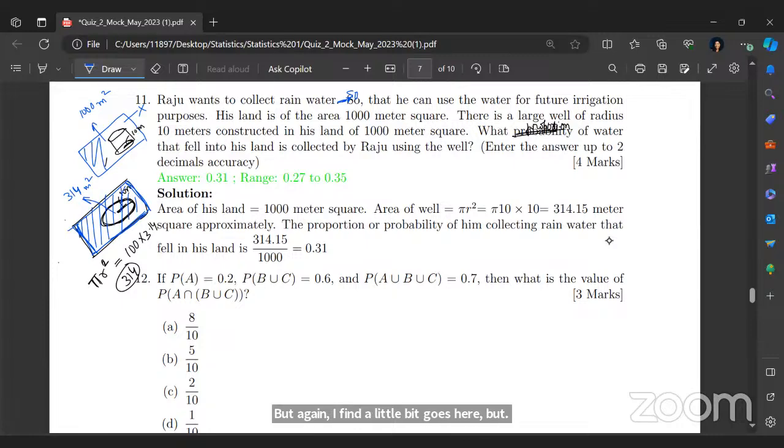Ma'am, it was made a very simple question. Like if it was raining in an area of 1000 meters square, then what is the probability that the rainwater would be falling in the well, the area of the well? It's quite simple. 314 meters square, and the total area is 1000. So you divide it, it will give you the proportion, the amount of water that is falling on the land. That's all. It's a simple probability, but I think the wording could have been a little better here.